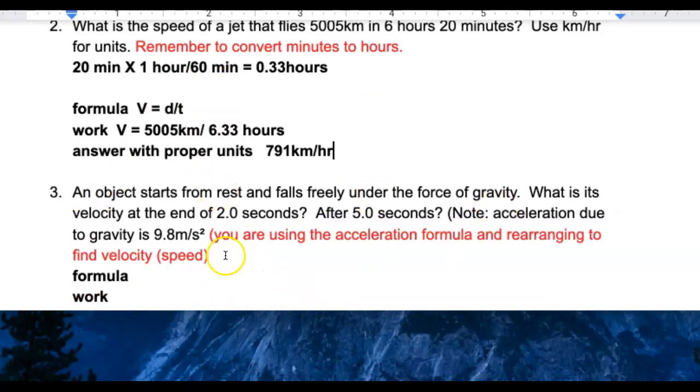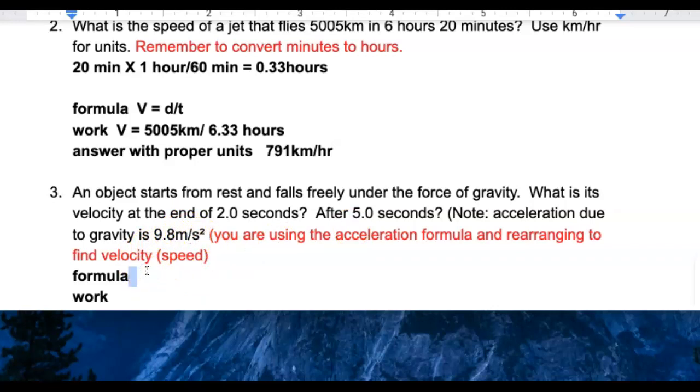You're going to do the same thing. Now this one, I'm giving you a couple clues. An object starts from rest. That means it's at 0. You have 2 problems. You only need to set the formula up once. And I want to know what is its velocity at the end of 2 seconds and again after 5 seconds. Acceleration is 9.8 meters per second squared.